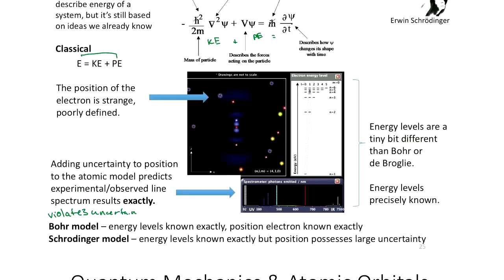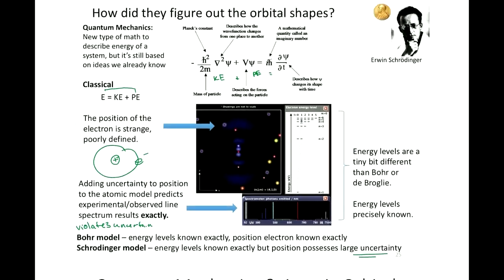Because the Bohr model just said you have an electron orbiting a nucleus at a defined distance away from it. So that's a very small uncertainty in position. So Bohr's model actually violated the uncertainty principle, but the energy levels were very, very close to what we determined experimentally. But the Schrodinger model then introduces the idea of uncertainty, makes these orbital shapes, and it does not violate the uncertainty principle, all right, because those shapes have a very, very large uncertainty within there.